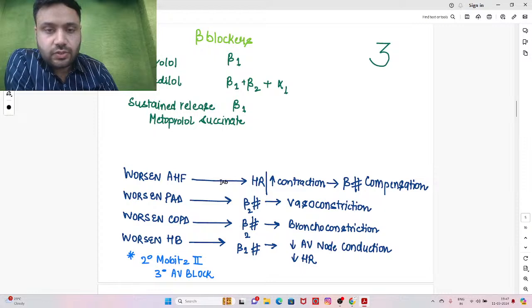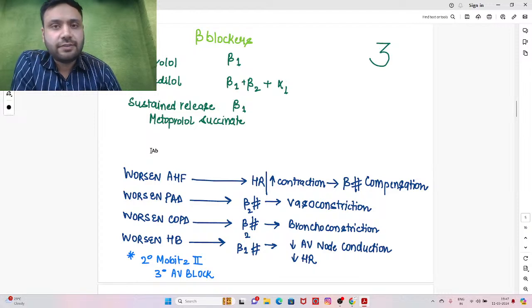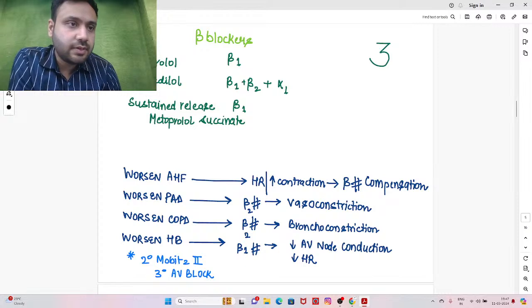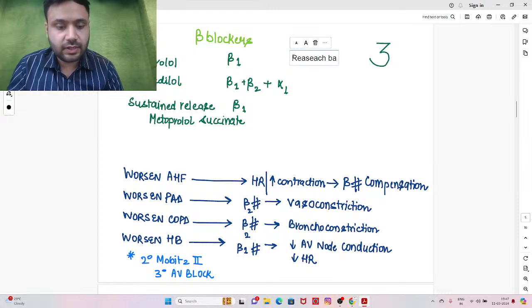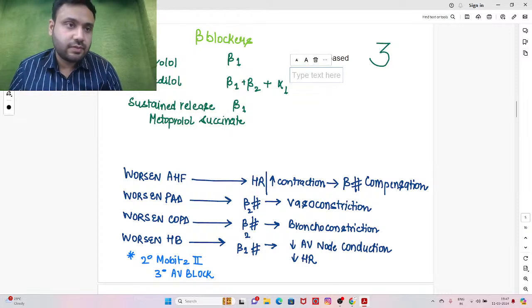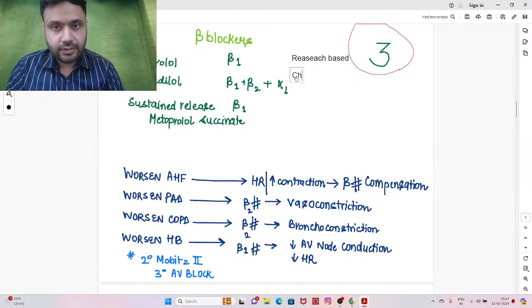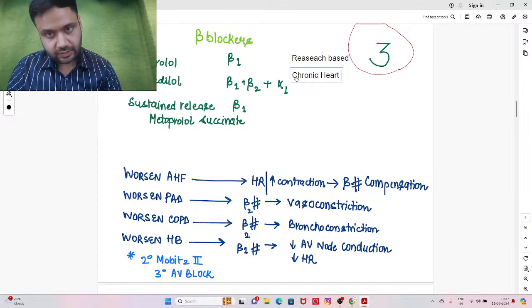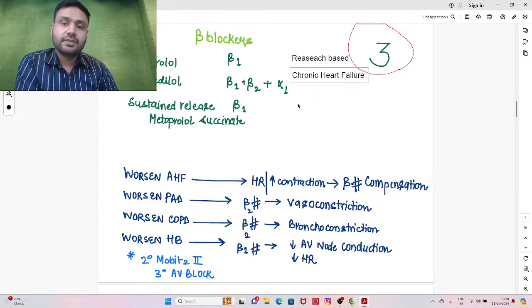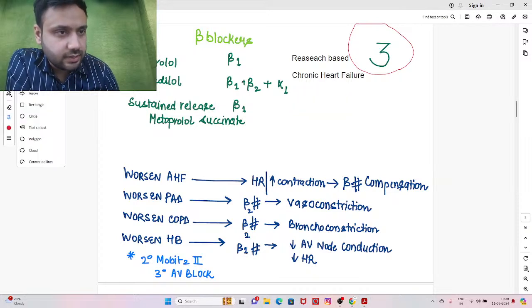The next category. It is important to remember that not all beta blockers are approved for heart failure. As we remember, these drug categories are research based. So they found only three drugs to be beneficial in chronic heart failure. What are these? These are bisoprolol, carvedilol, and sustained release metoprolol succinate.